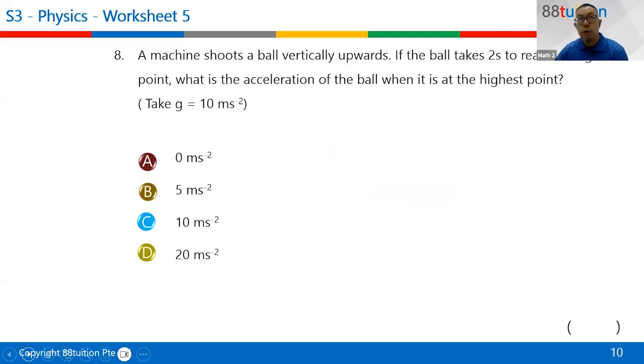Okay. For this type of vertical motion whereby the object is shot or thrown upwards, the acceleration throughout the entire motion is always 10 meters per second squared. So in this case, the answer is option C.